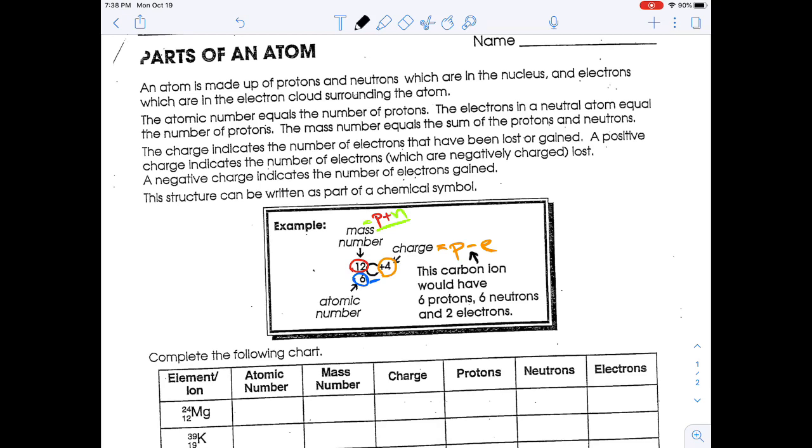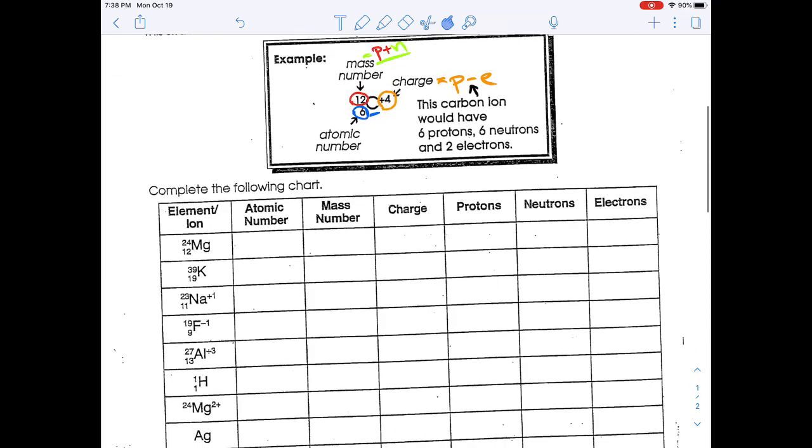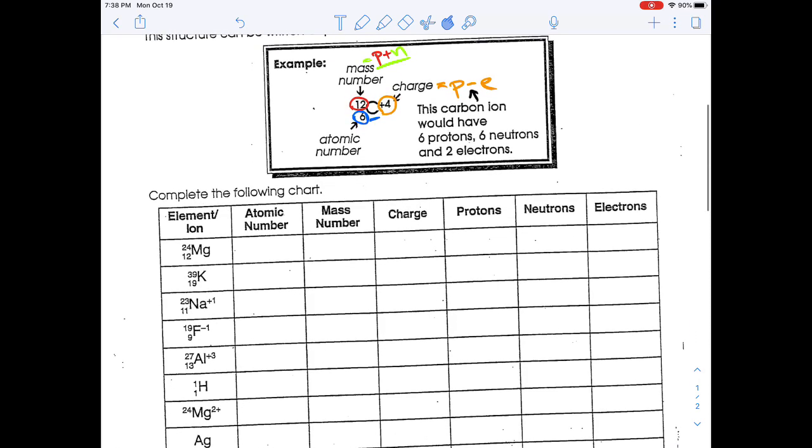And we're going to go through examples to show you how this works. So let's go down to the sheet and do some examples and see how this works. Let's do the first one with magnesium, 12 and 24. Here we go. So the atomic number, of course, is the number of protons.